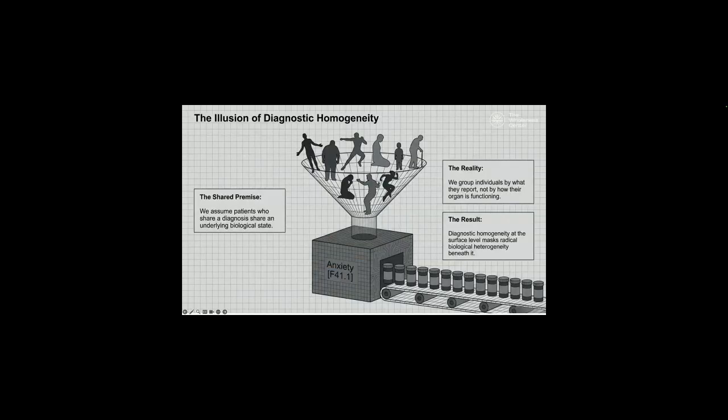We've built this entire system on one assumption, and that's that people who share a diagnosis share the same biology. But what if that isn't true? What if the reality is that we group these individuals by what they report, not by how the brain is actually functioning? What you end up with is a large degree of diagnostic homogeneity at the surface level, which masks what's actually going on biologically.